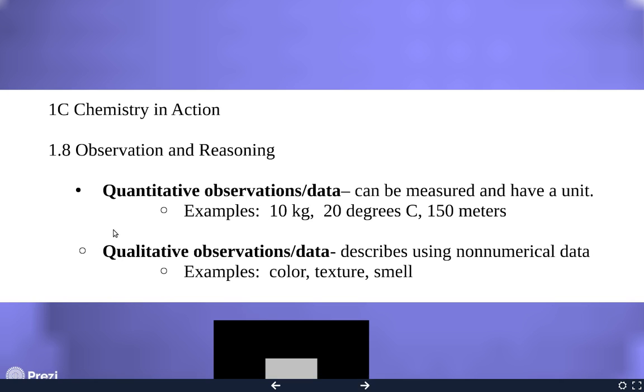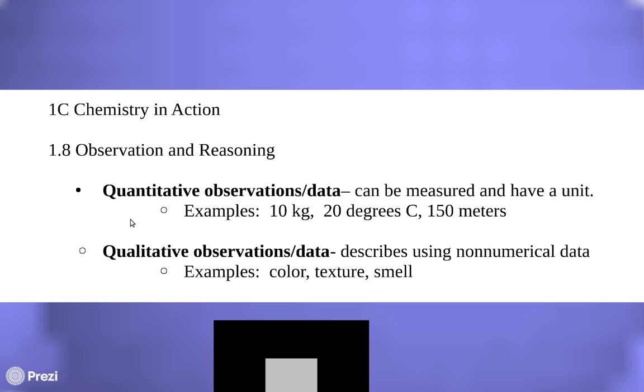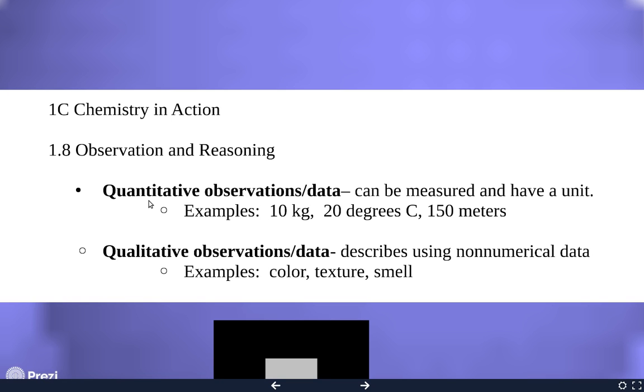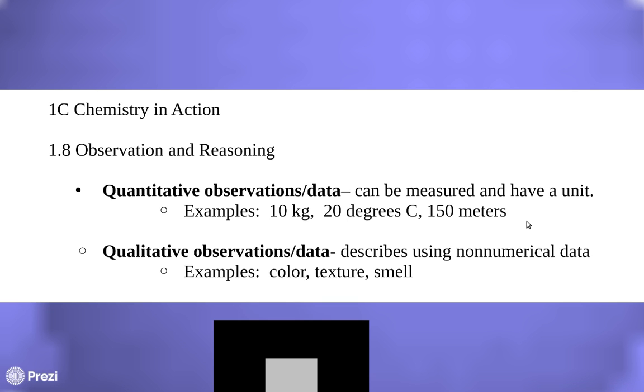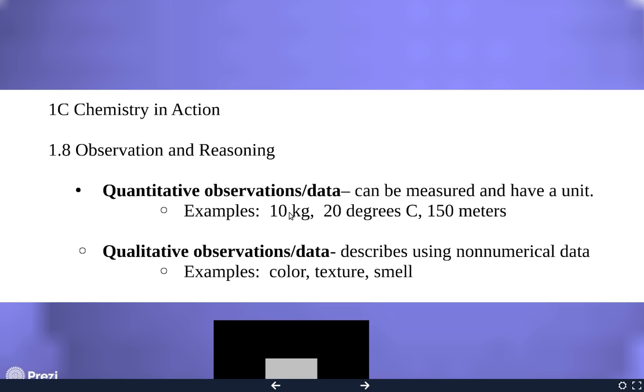Now, chemistry in action, observation and reasoning. In chemistry, in any science, we have different types of data. Quantitative has the quantity inside that word, and it means some amount, so it has to have a unit, and it can be measured. So 10 kilograms, a number and a unit of some kind. 20 degrees Celsius, a number and a unit. 150 meters has a number and a unit. It has to be measurable. I could also say 60 seconds for a time, a number and a unit of time. So quantitative analysis is measurable.